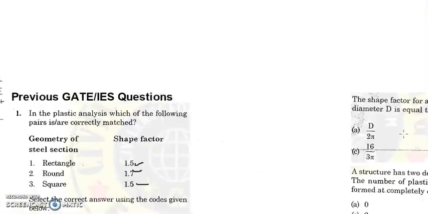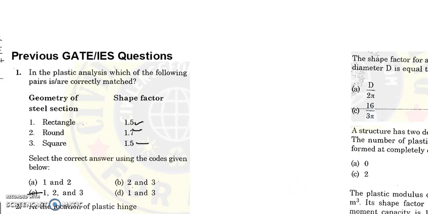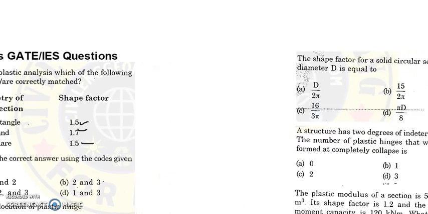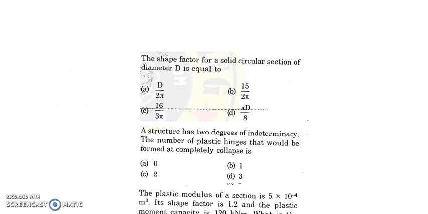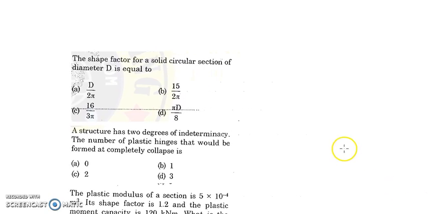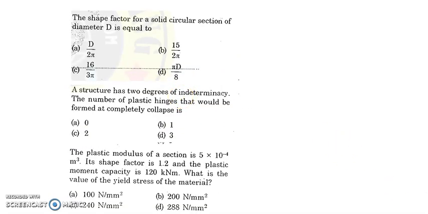So we'll take up some more questions here. The shape factor for a solid circular section of diameter d is equal to. What is the shape factor for it? We know it is 1.7, but it is not given, so we need to work it out. The shape factor is S equals ZP by ZE. Now I know ZE equals pi d cubed divided by 32.